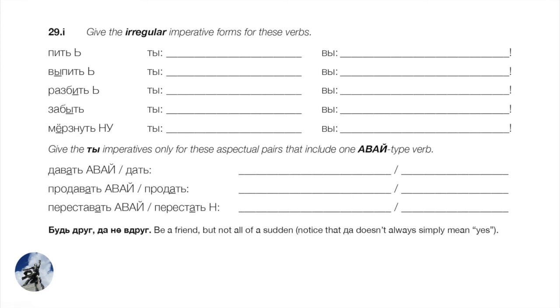Разбить, okay, that means to shatter. There's the prefixed form of бить, another soft sign verb: разбей, разбейте.